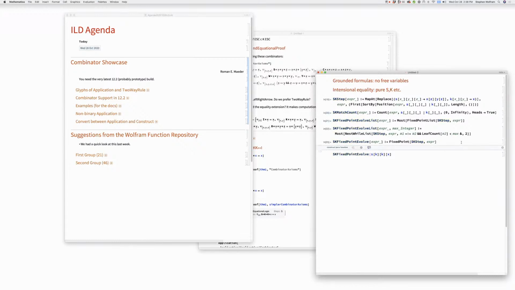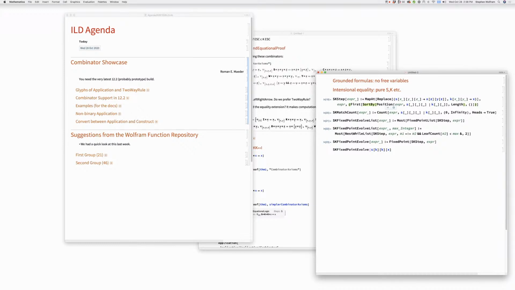fixed point things. By the way, question for Roman, which you might know: if I'm doing leftmost outermost, is this the right way to guarantee to get leftmost outermost ordering, to say first of the sort by the position? Yeah, I would have to look at this some more, but we clearly need this at some point in the language.